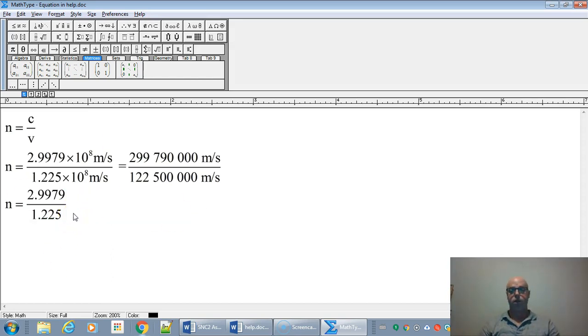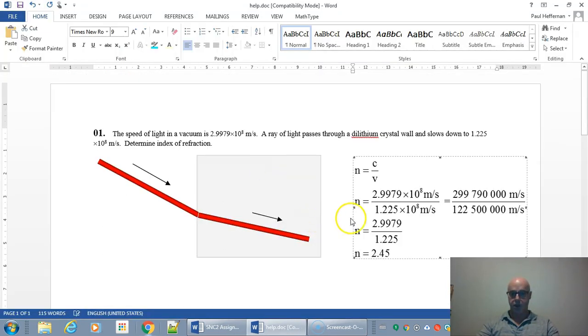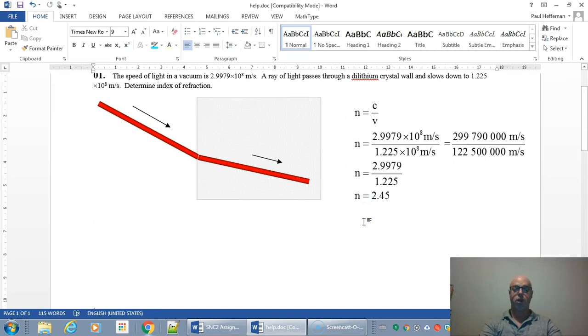And so on your calculator here, you can just do that calculation. 2.9979 divided by 1.225, and we get 2.45 approximately. So 2.45 is the index of refraction for dilithium. Okay, so now that means the index of refraction is 2.45.